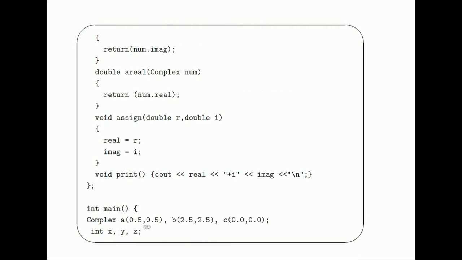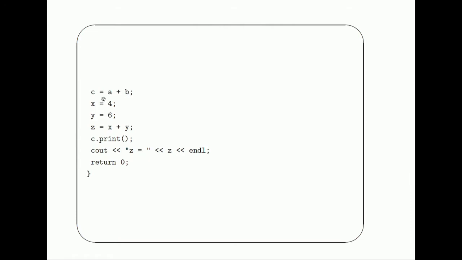So, when I am defining in the main program, I am defining complex A of 0.5 comma 0.5, B of 2.5 comma 2.5, and C is equal to 0, like initializing. Then I have int x, y and z. I have written a small snippet of a program here. C is equal to A plus B, x is equal to 4, y is equal to 6, z is equal to x plus y. Notice that x and y are integer here. Here A and B are complex. So, here it will perform complex addition, but here it will perform integer addition. So, let us try to run this program.